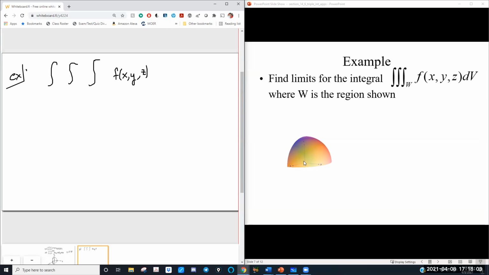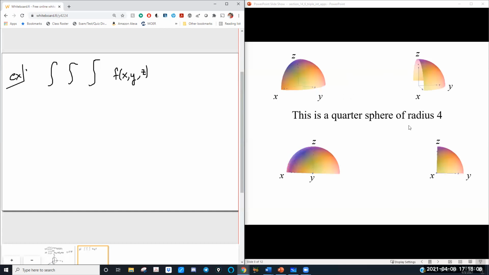All right, so it's kind of hard to see because you can't really rotate this guy. So let me do this. Here's the region. It's a quarter sphere of radius 4. Okay, so we're in that upper positive part of the plane, but notice in the X, it goes positive to negative.